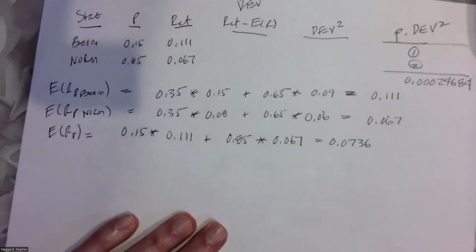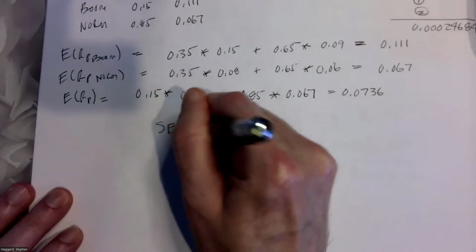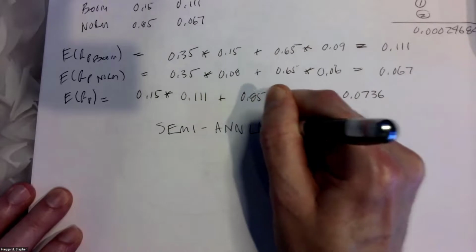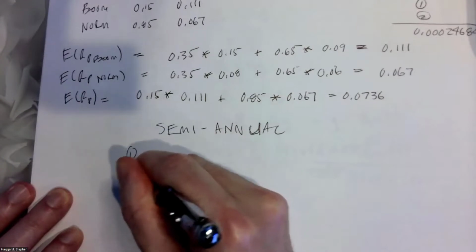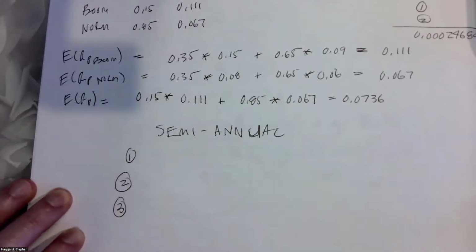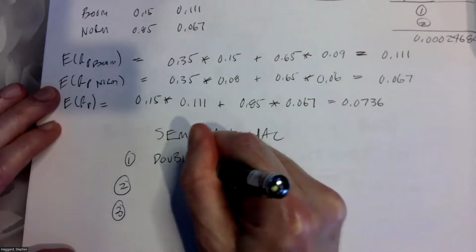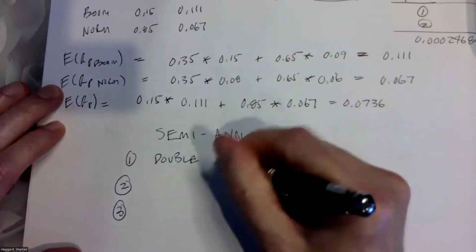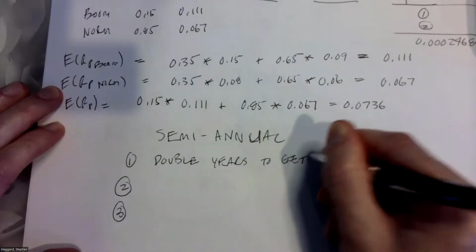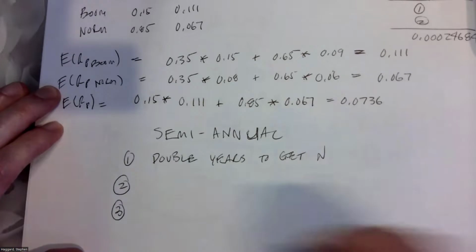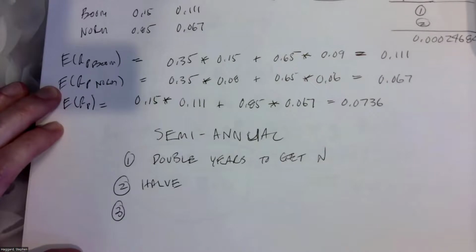Okay, before we walk away from bonds, I want to ask you this question. So we have semi-annual. We need to make 3 adjustments. What are the 3 things that we always have to do when it's a semi-annual bond? I'll get you started. We have to double something. N. Yeah, double the years to get N. And then we have to have... What do we have to do? Say again?